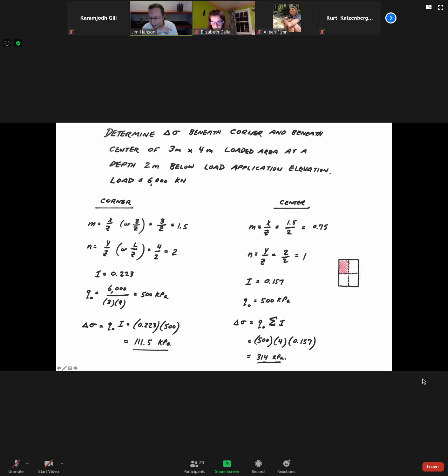Is that higher or lower than at the corner? Higher. And does that make sense that you're going to have a higher stress beneath the center than you would under the corner? I guess so. All righty. With great confidence, Kurt rings in, and absolutely true. That is the case. It will be a higher load felt beneath the center of a loaded area.